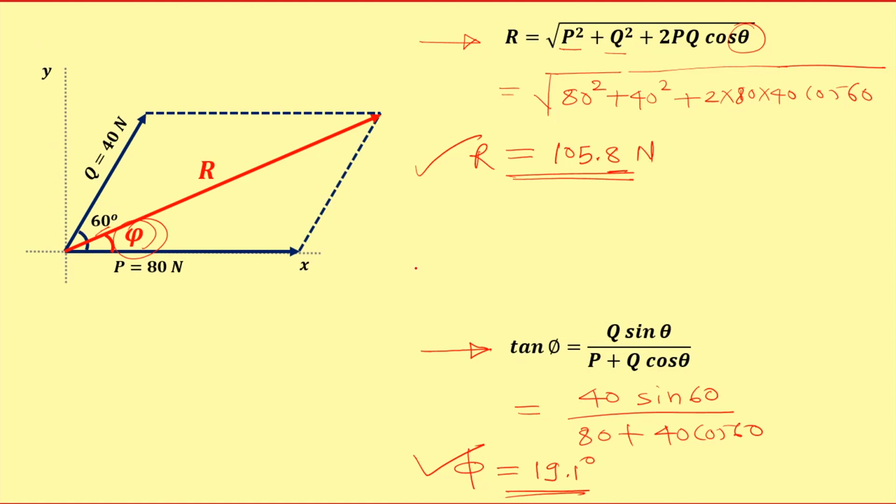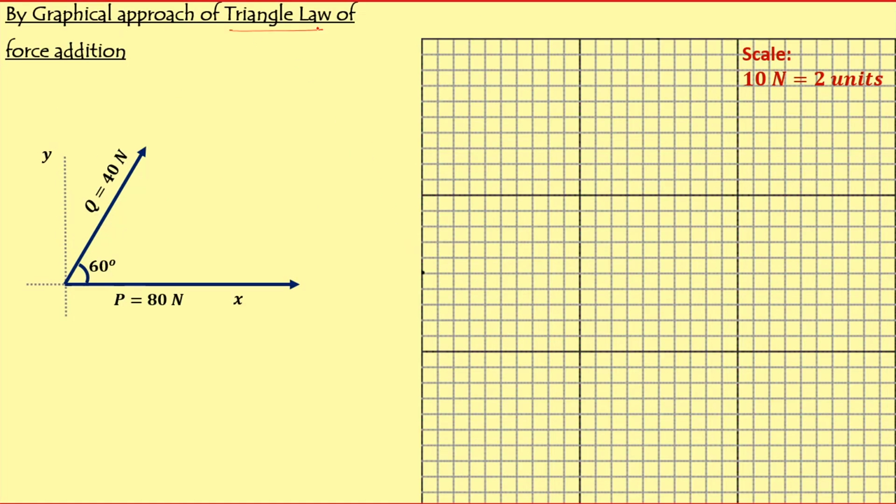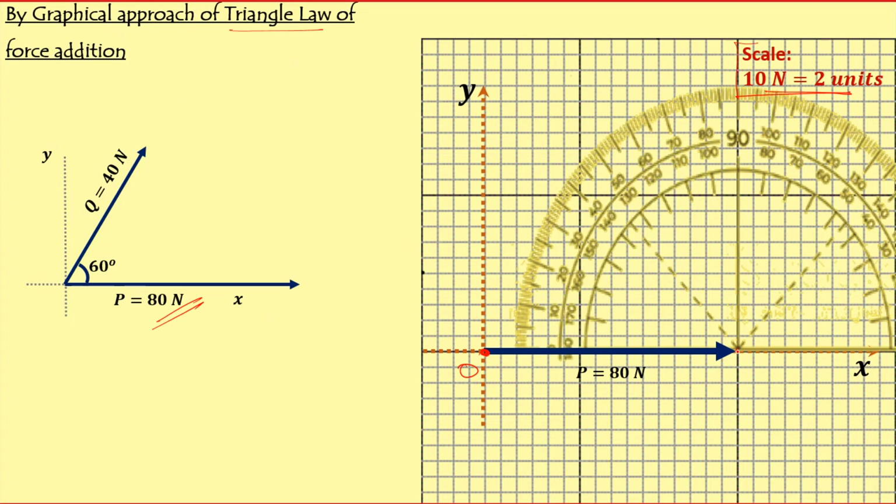The same problem we can solve by the triangle law. The triangle law can also be solved by a graphical approach as well as an analytical approach. So let's first see the graphical approach. In a graphical approach, the first step is to define the scale, then draw the x and y axes, in which we will get the origin, and from the origin we will draw our first vector with the appropriate scale. The first vector is 80 Newton, so I have drawn it with the appropriate scale. Now put the protractor at this point and mark an angle of 60 degrees. So this angle is 60 degrees, and draw the vector with the appropriate scale.